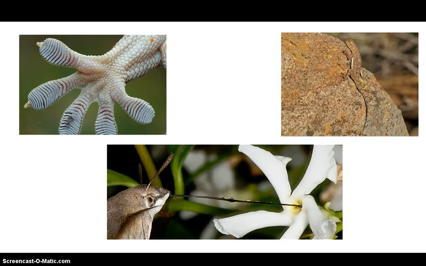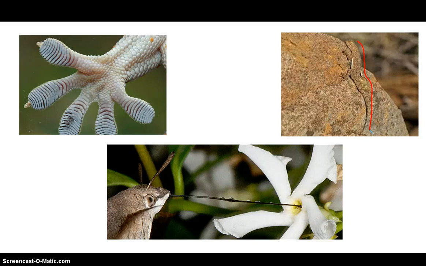So here's a quick look at some adaptations that organisms have that give them an advantage over other individuals. If you look in the upper right hand corner, you may not see anything at first, but if you look real close, there is a lizard on the rock right here, and he camouflages in very, very well. That is a great adaptation, and because of mutations that he has, he may have an advantage over other lizards that aren't as well camouflaged.